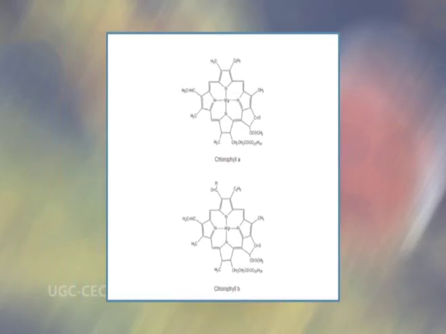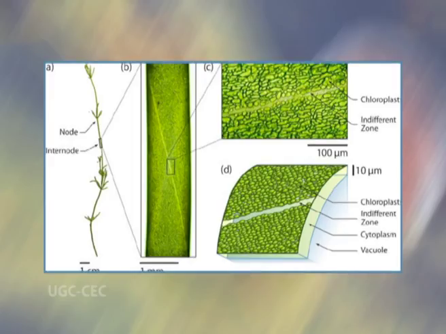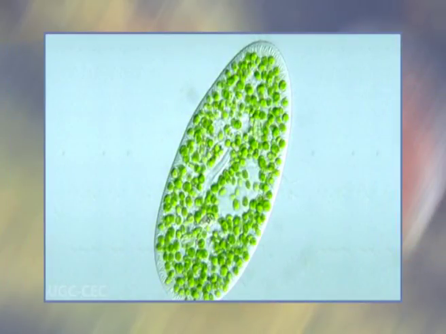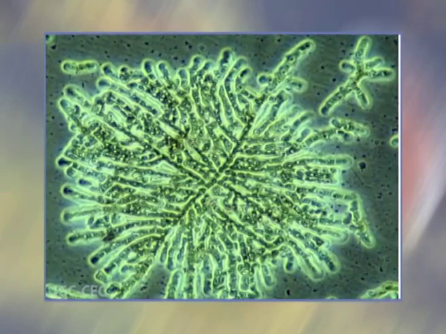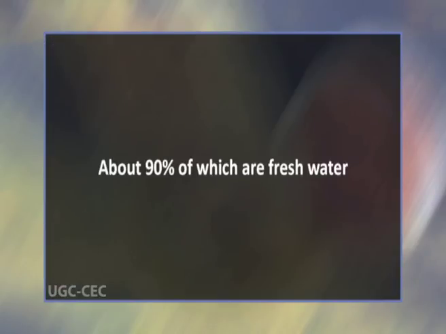To begin with, let me give you a brief introduction. Chlorophyceae is characterized by the presence of chlorophyll a and b, starch as reserve food, pyrenoids which are surrounded by starch sheath, cellulosic cell wall. The thallus ranges from single unicellular motile form to complex heterotrichous form. Most of the green algae are aquatic, about 90% of which are freshwater.